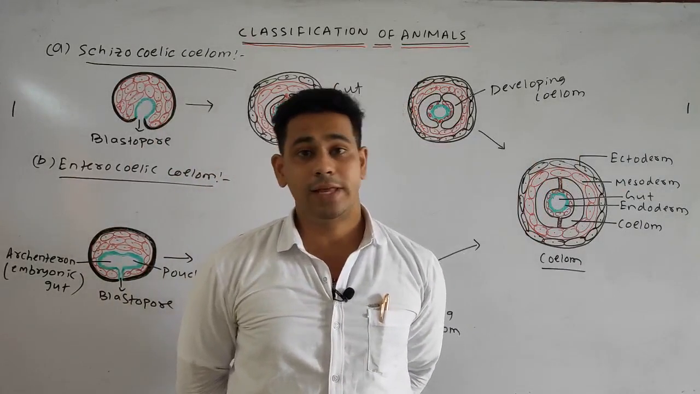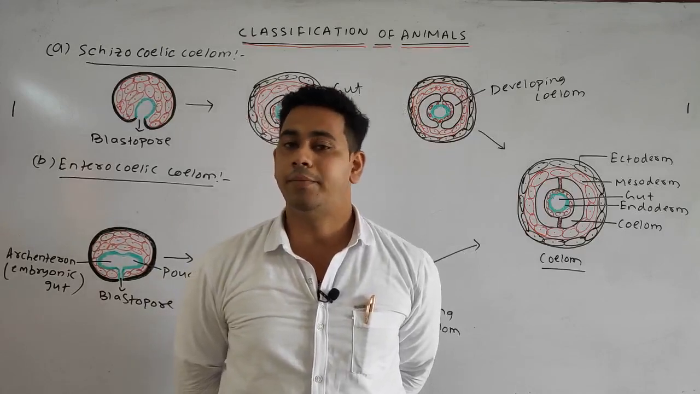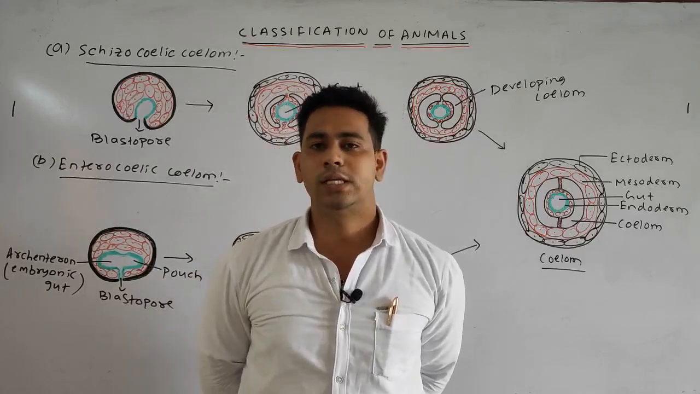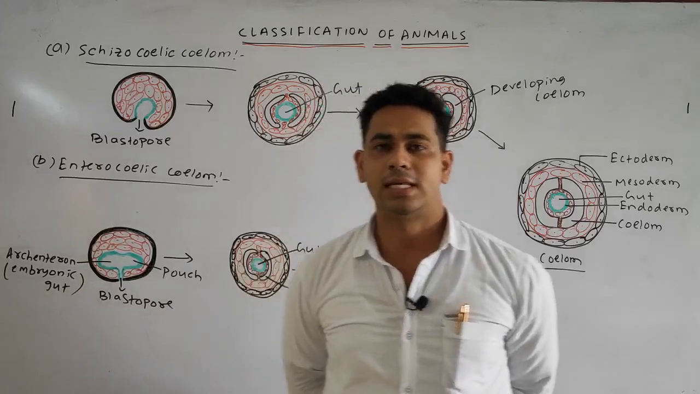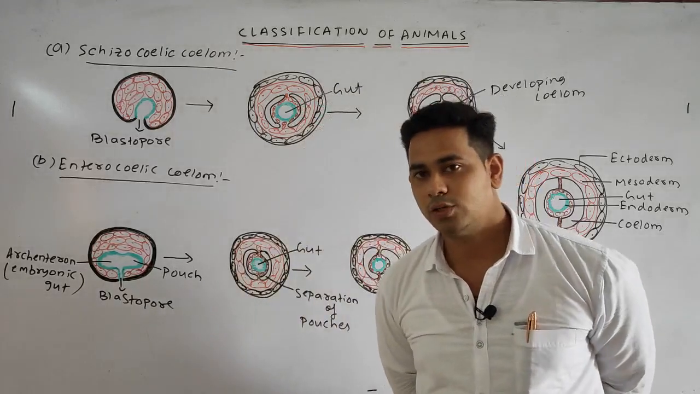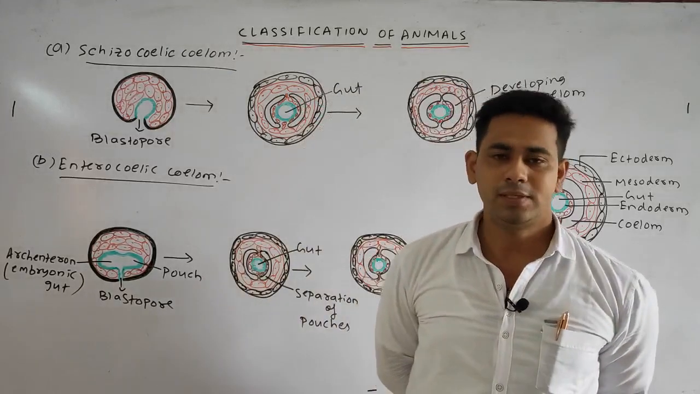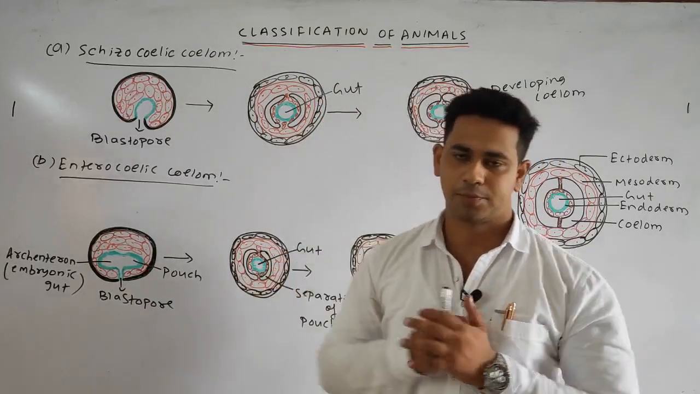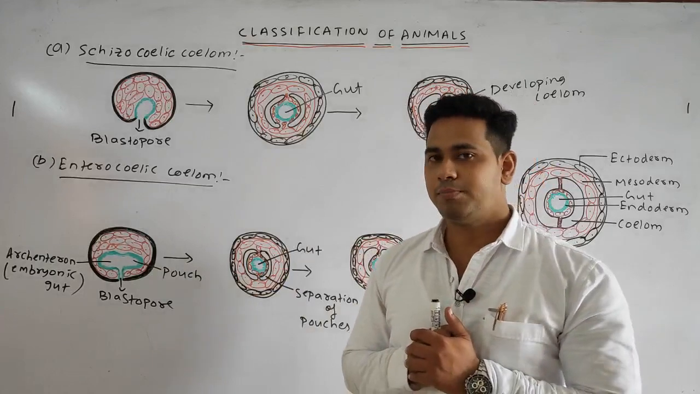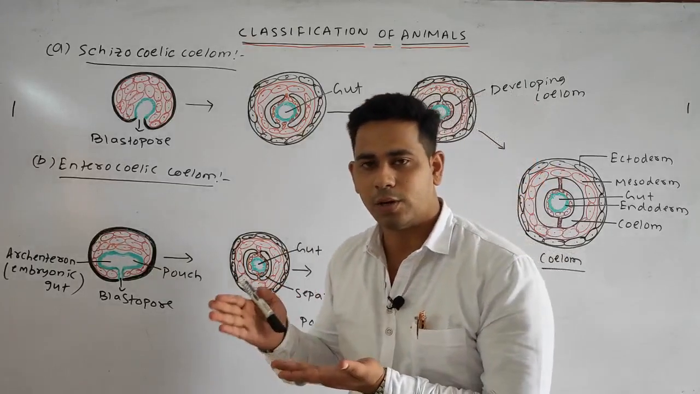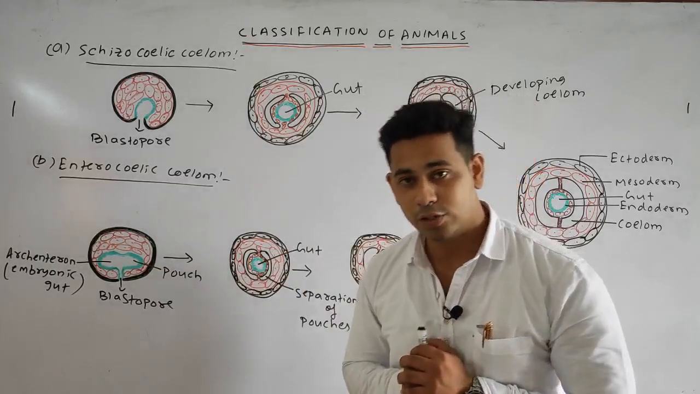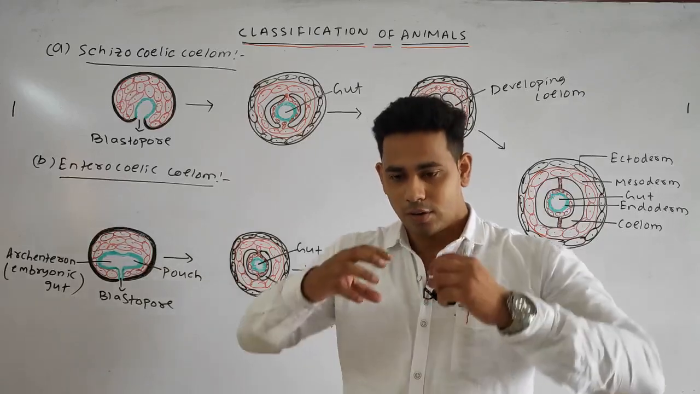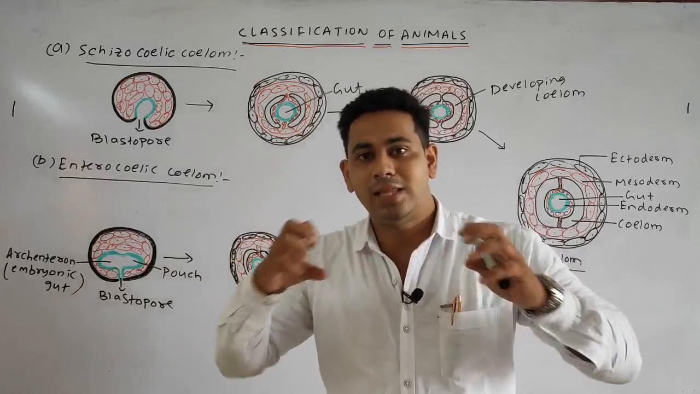Accordingly, the coelom is developed in two ways. One is the schizocoelous coelom, the other is the enterocoelous coelom. These are the types of coelom on the basis of how they are developed. Schizocoelous means splitting of the mesodermal cells. Next is enterocoelous: the archenteron makes pouch-like segments and then they split.